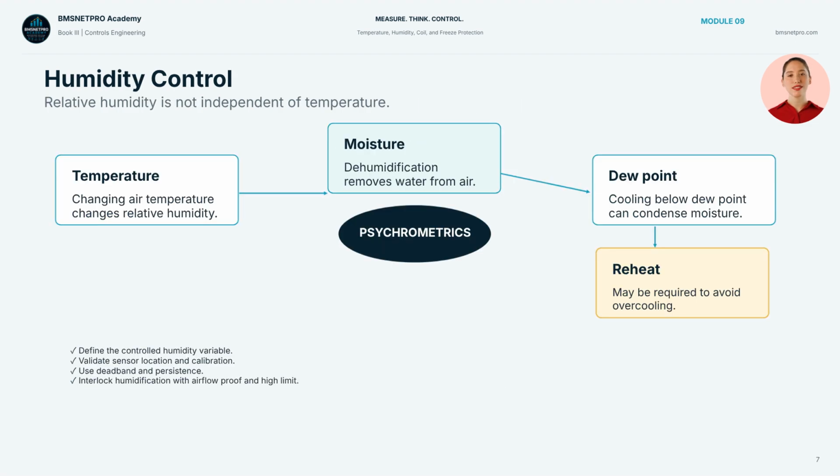Humidity control must consider psychrometrics. Relative humidity changes with temperature even when moisture content has not changed. Dehumidification usually requires cooling air below the dew point and may require reheat to avoid overcooling. Humidification requires airflow proof, an appropriate high-limit sensor, and protection against condensation. Treat humidity as a moisture problem, not simply a second temperature loop.